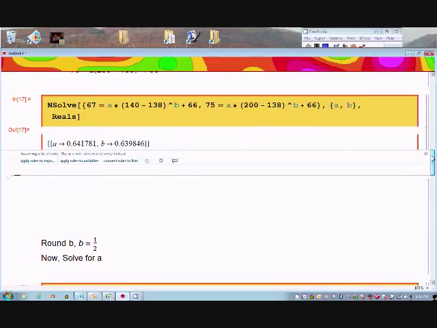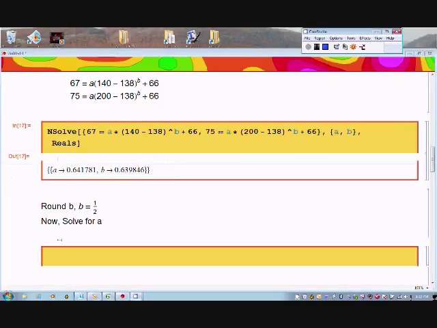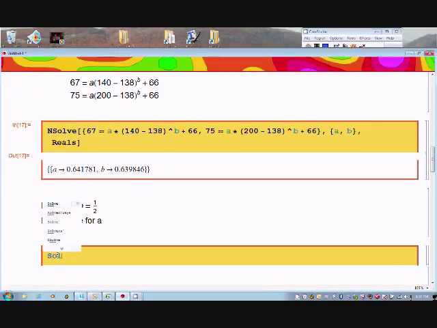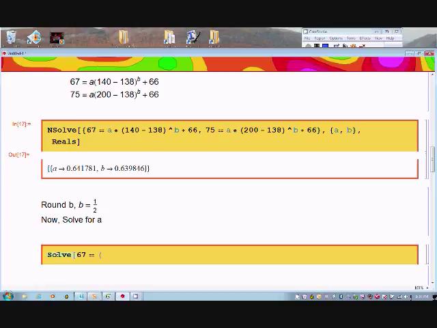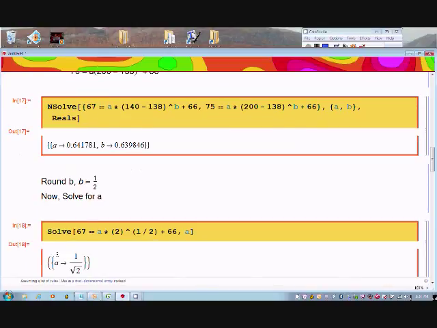So we can again put it into Mathematica. And this time we'll use the solve command, and we only have one equation that we need to use, so we'll say 67 equals 140 minus 138, which we know is 2, and then raised to the 1/2 power, and I forgot the A, so A times 2 raised to the 1/2 plus 66, and then we're solving for our A variable. And that gives us A of 1 over square root of 2.